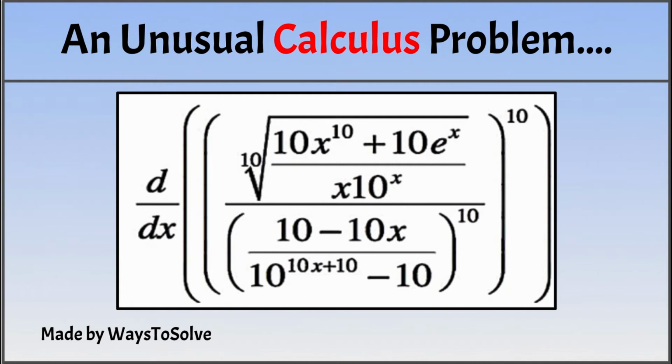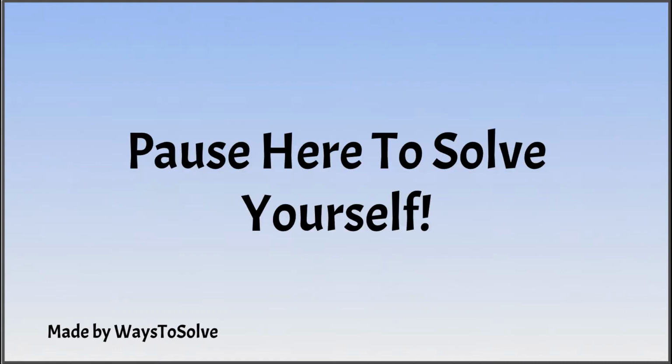An unusual calculus problem made by ways to solve. To solve this problem you are required to have an IQ of 150 and have taken Calculus 1, 2 and 3. Just kidding. In all seriousness, you should know Calculus 1 to solve this problem. It might look terrifying, but it isn't. It's only tedious. Can you solve it?